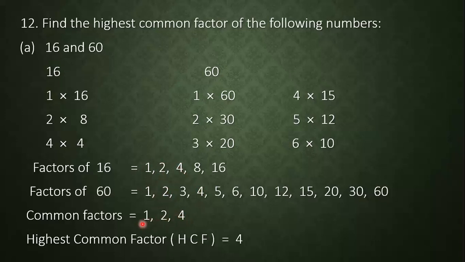Now, among these common factors, which is the greatest factor? That is HCF. So 1, 2 and 4, among these numbers, the greatest number is 4. So the HCF of 16 and 60 is 4. Children, I hope you understood it. Now we will see the next question.